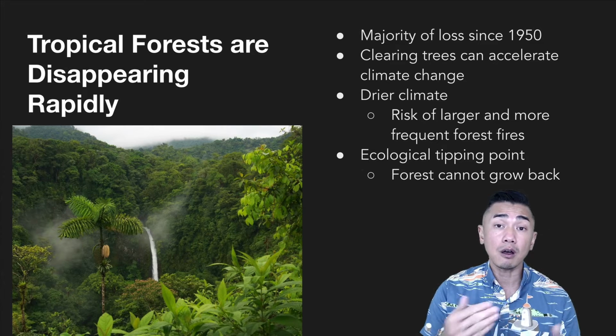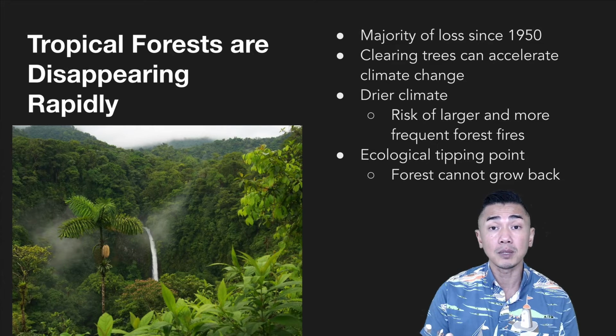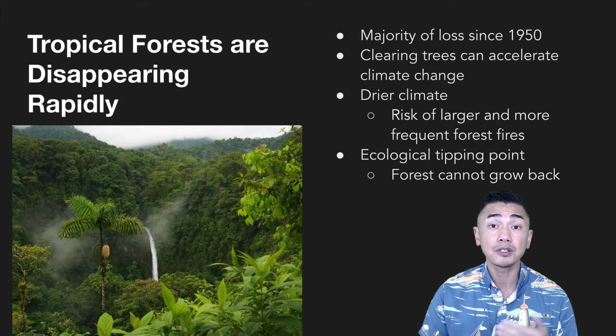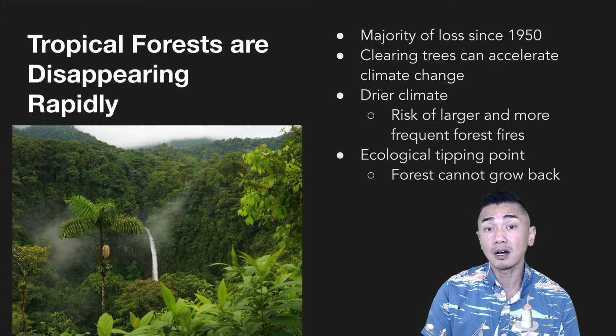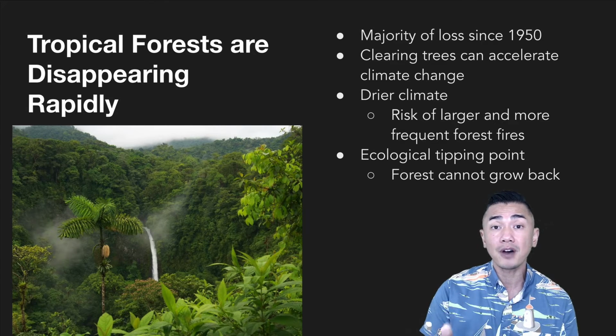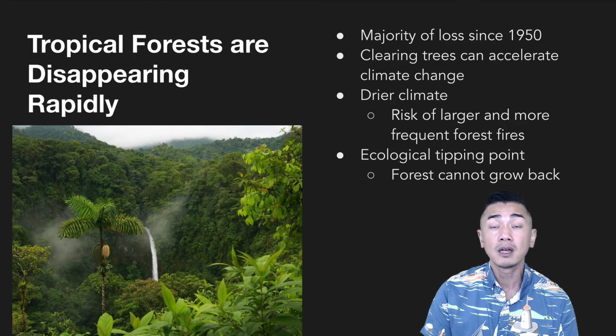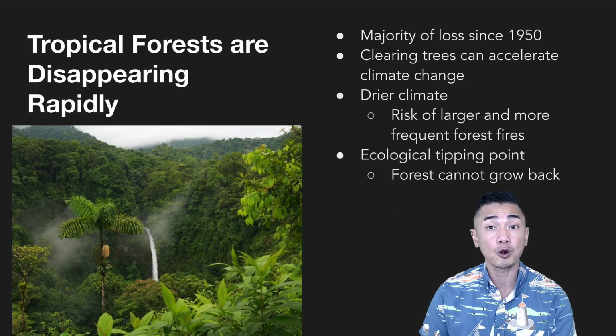Climate change is also creating drier climates in many of the places where these forests exist. People worry that the risk of larger and more frequent fires will increase. People are also worried that we're either near or past an ecological tipping point where these forests will not grow back.